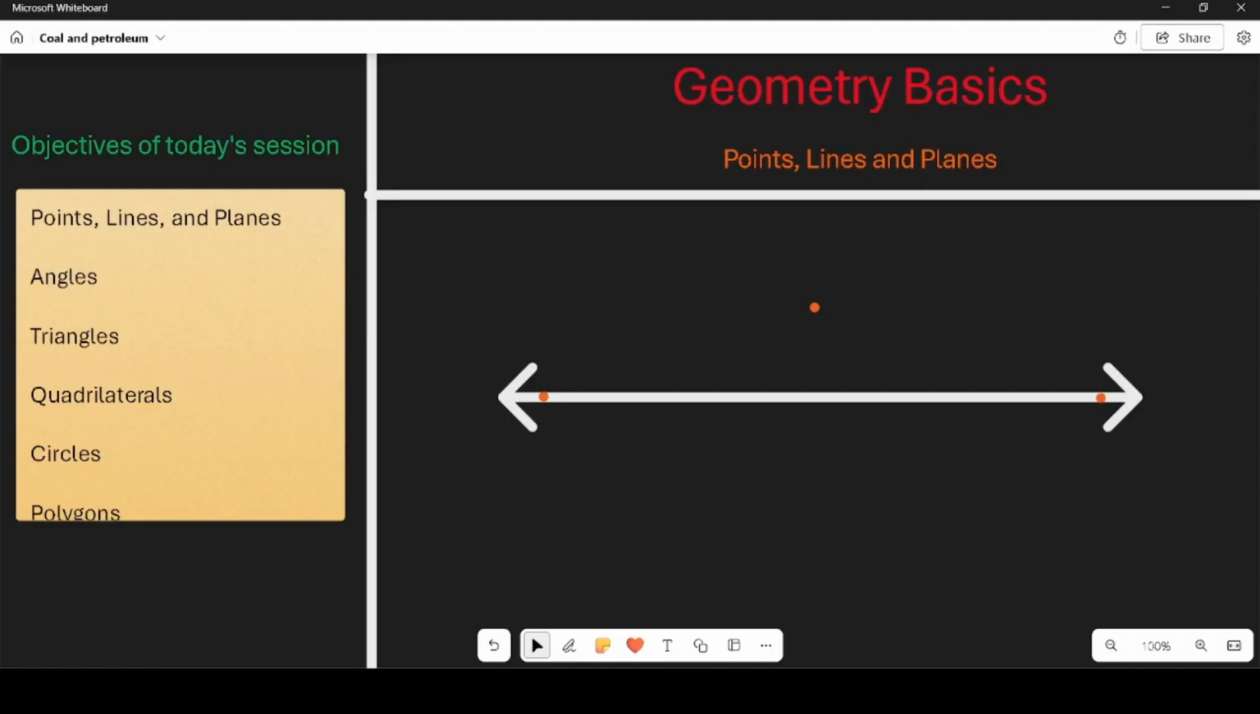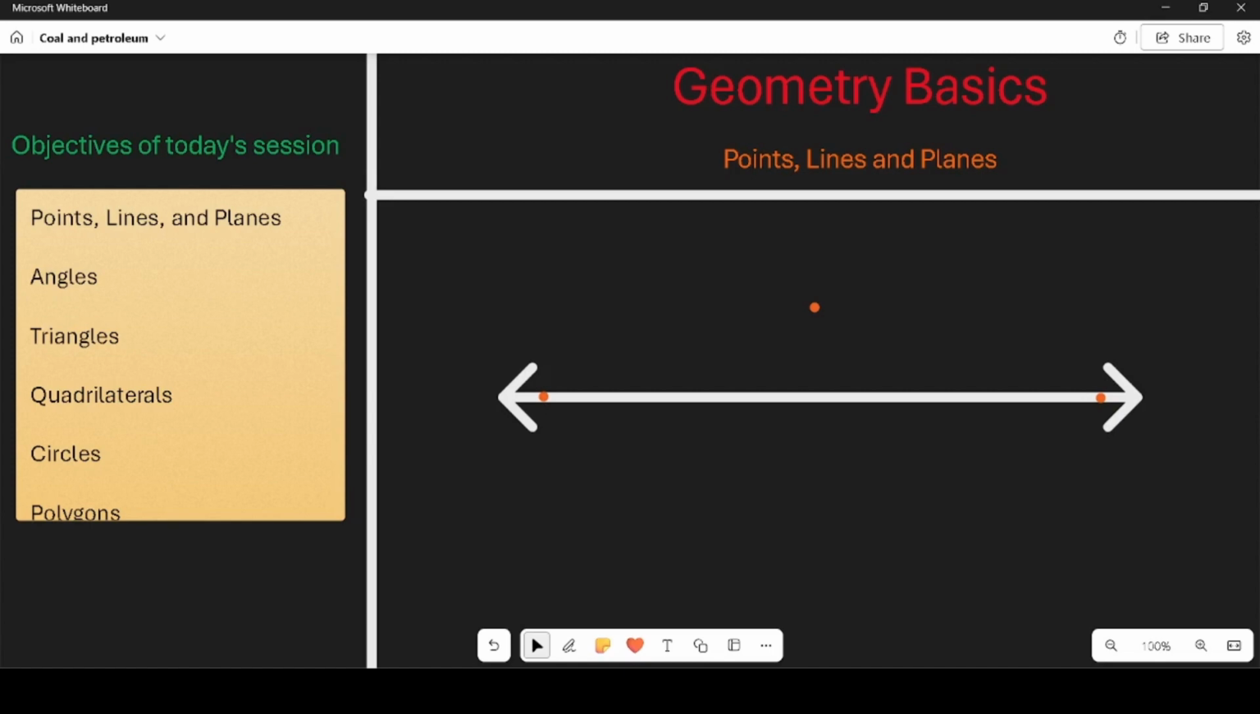Let's start at the very beginning. Points, lines, and planes. A point is the simplest element in geometry, representing a specific location in space with no size. When we connect two points, we form a line which extends infinitely in both directions. And when we have a flat two-dimensional surface that extends infinitely in all directions, we call it a plane.